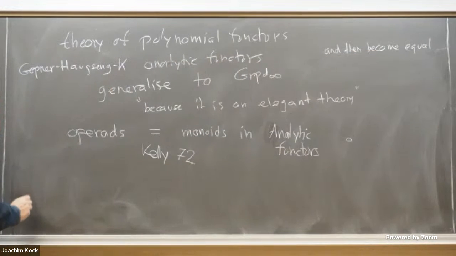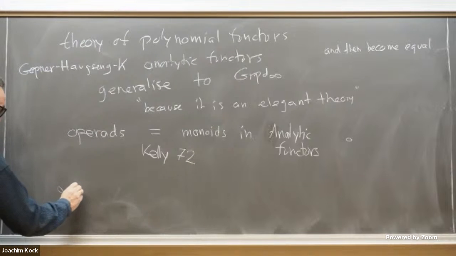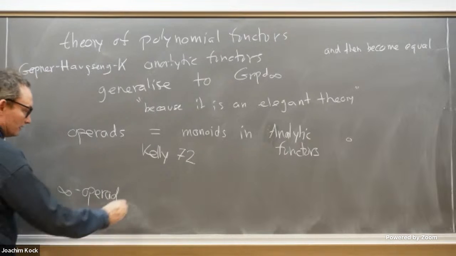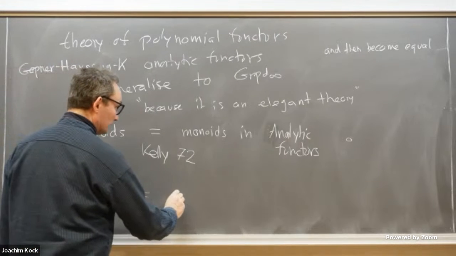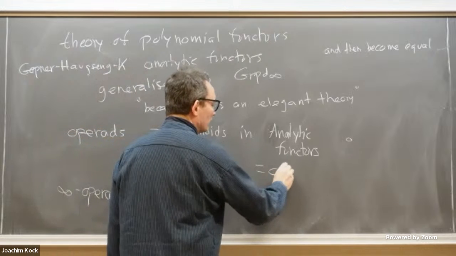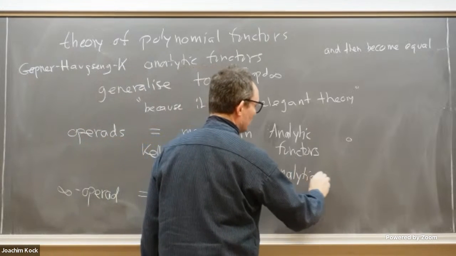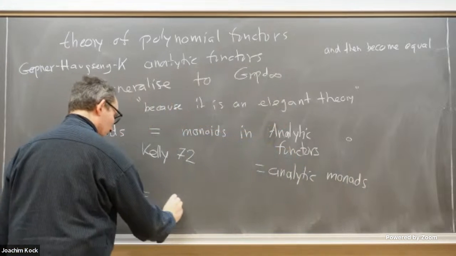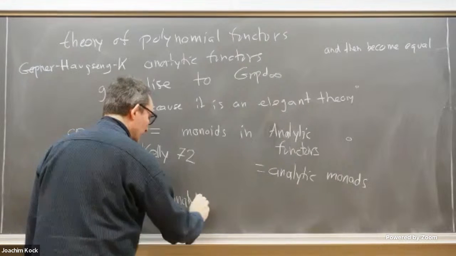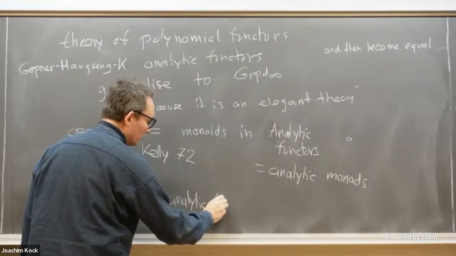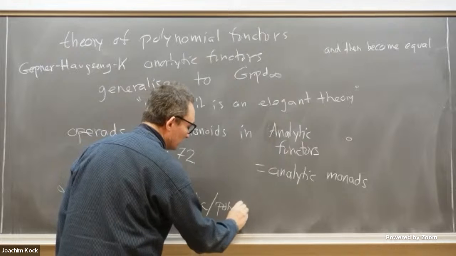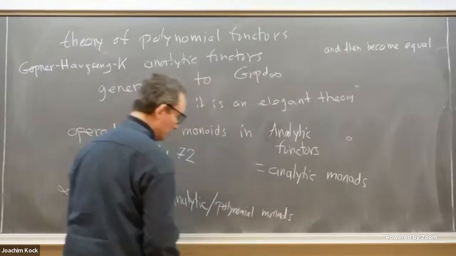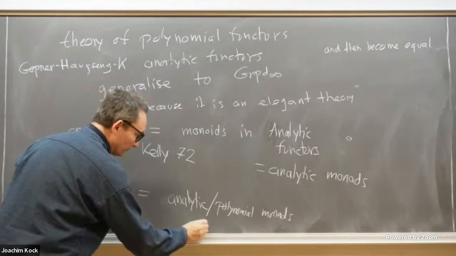It requires a lot of work, but there's also something called infinity-operad. And this is analytic monads. So now we get analytic or polynomial monads, but I should put an infinity somewhere.